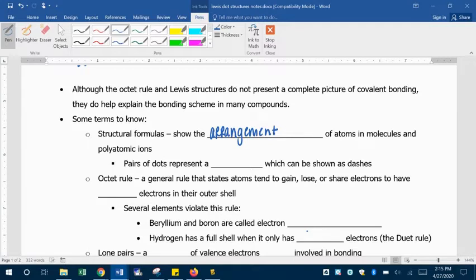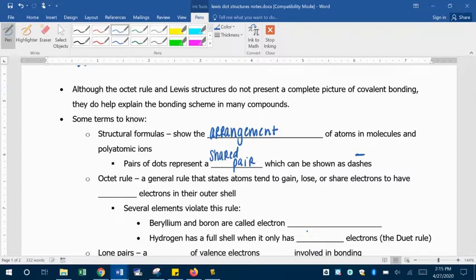And in our structural formula, we're going to have pairs of dots. And these pairs of dots represent a shared pair of electrons. And instead of showing them as a pair of dots, I'm going to use a dash to represent my bond.